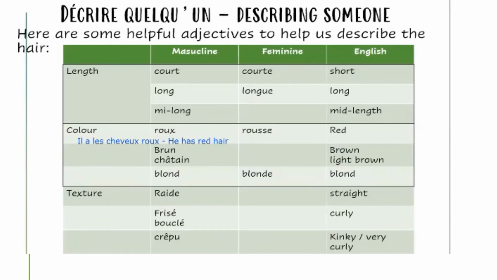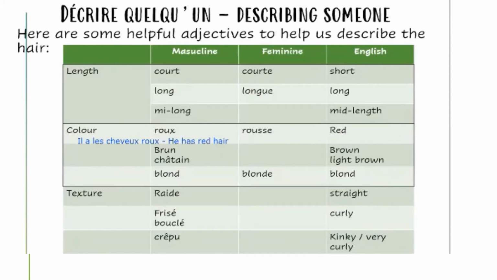All right, next we're talking about the texture of the hair. So the hair can be raide. Everybody say raide. Miss, can you spell it, please? R-A-I-D-E. That's straight. All right, then you have frisé, F-R-I-S-E, with the accent aigu, the accent going upwards. Frisé, that is curly hair. You can also say bouclé. Everybody say bouclé. Frisé. Everybody say frisé. All right, and that is curly hair.